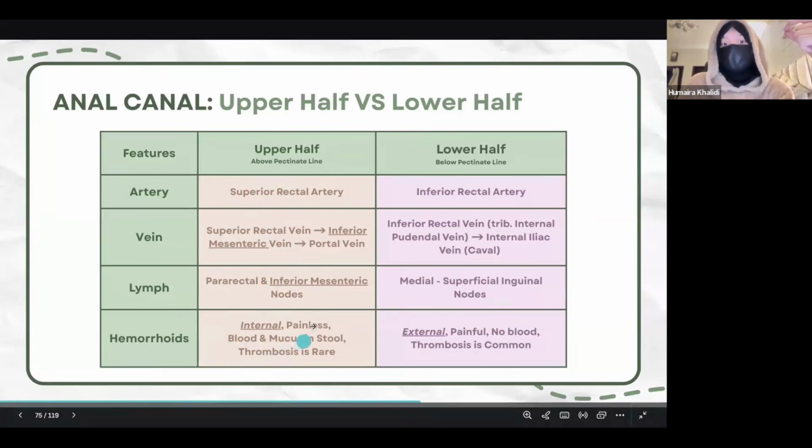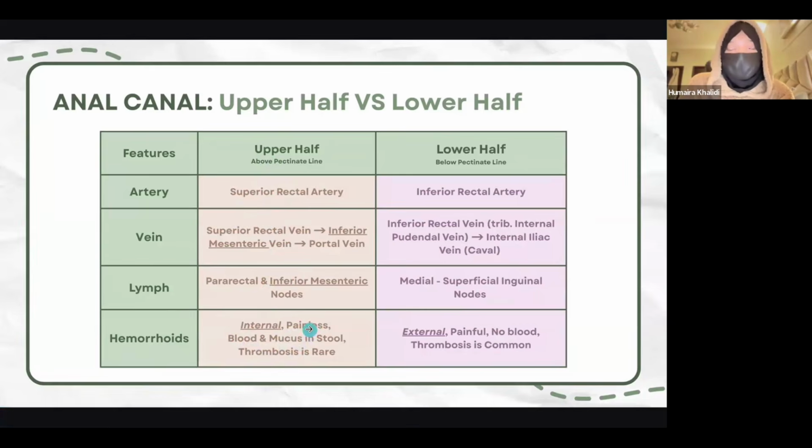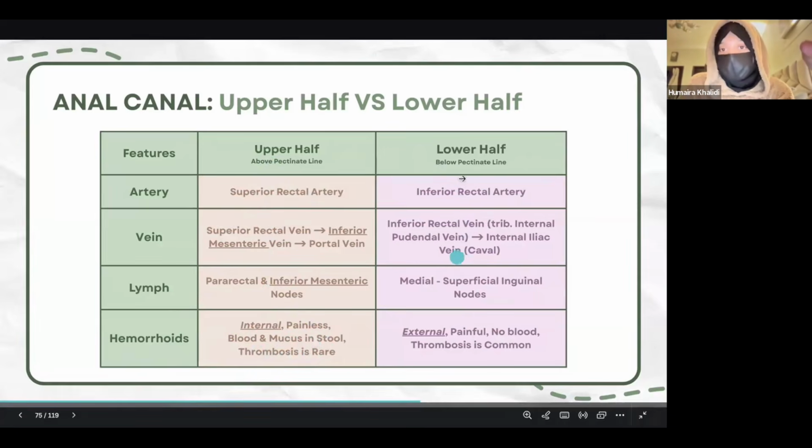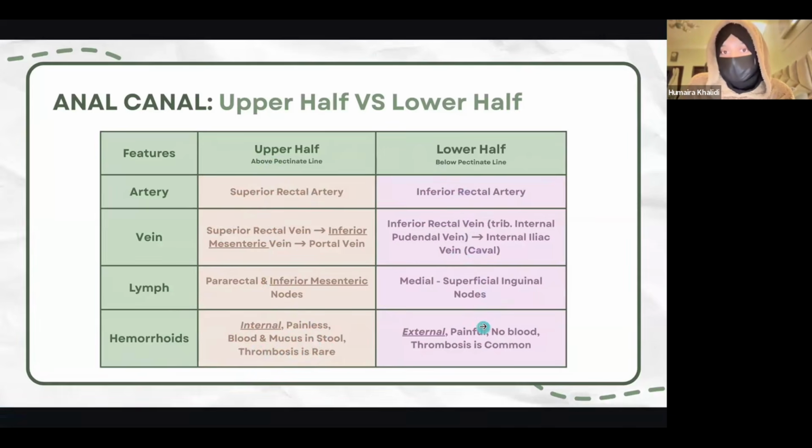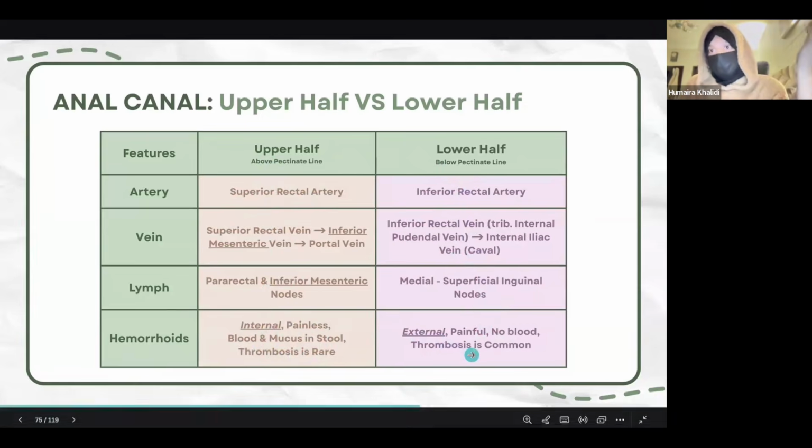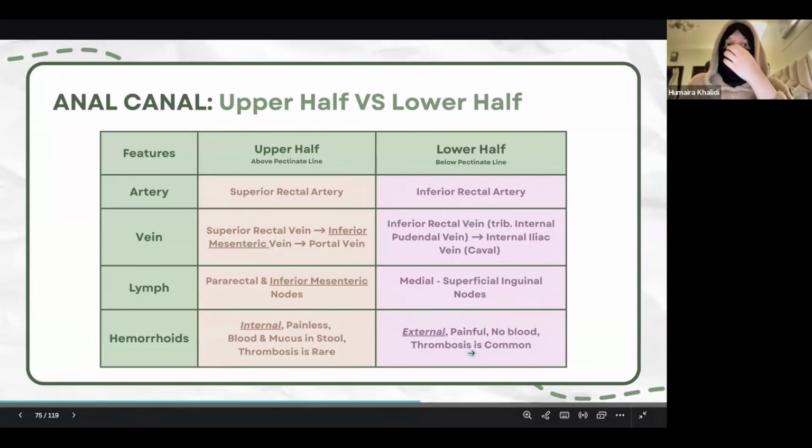So you can't feel pain in these. These are going to be internal hemorrhoids, and you can't feel pain in these. How do you diagnose these? By blood and mucus in the stool. Thrombosis is rare. However, when it comes to the lower half of the anal canal, and you have hemorrhoids over here, it's very painful. Sometimes people can't sit down.